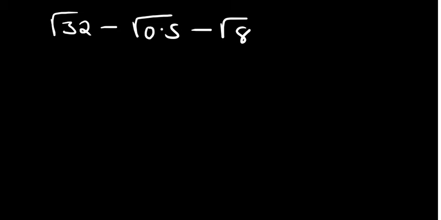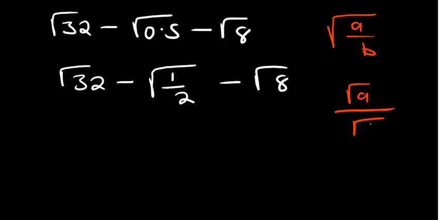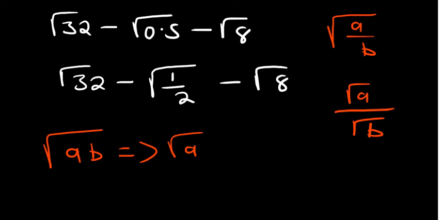I just hope you had enough time to pause the video and you've tried it out. So basically, you would want to make sure that you don't have decimals. So we have root of 32 minus the root of 0.5, which is the same as 1 over 2, then root of 8. For your own information, the root of a over b is the same as root of a over the root of b. So just as you distribute with multiplication, when you say the root of ab is equivalent to the root of a by the root of b, even for division, the same is applicable.